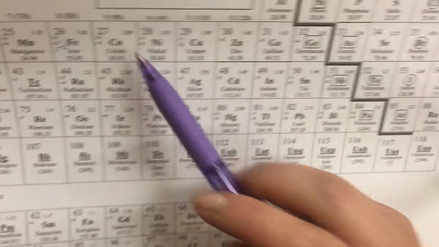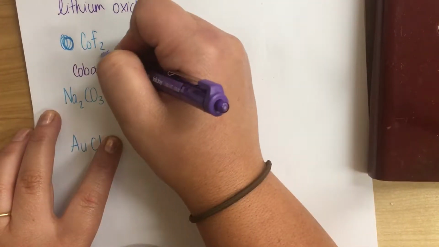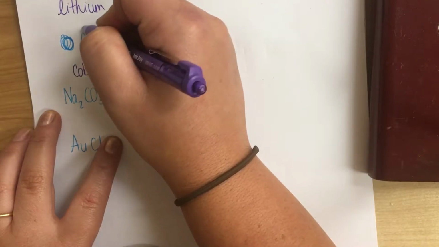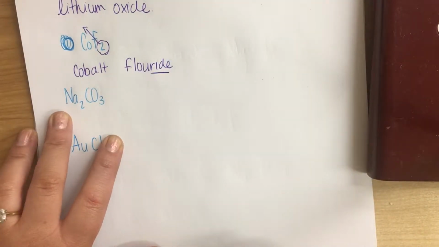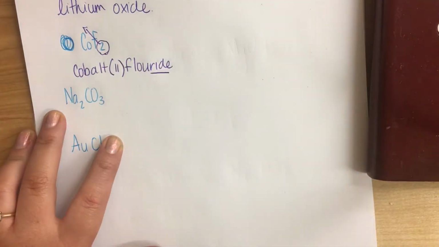So I need to take a look at the formula. This 2 used to come from this cobalt, so that tells me I'm working with cobalt 2. And I need to include that in the name since it has more than one option.